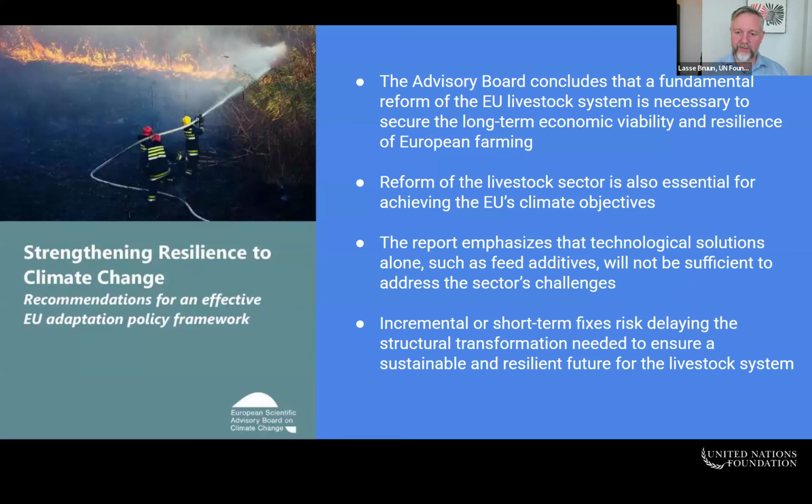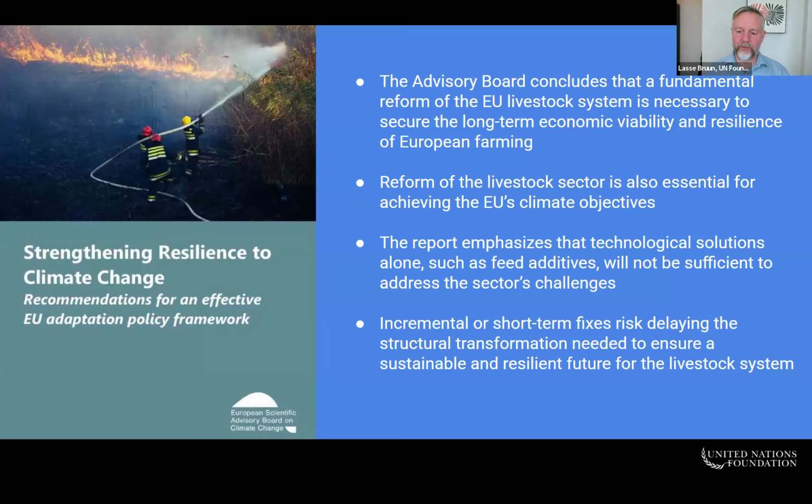And the report also finds that unless the livestock sector is really addressed, they're not going to be able to meet them. It also emphasizes that technological solutions such as feed additives will not be sufficient to address the sector's challenges. So you will see there's been a lot of focus on feeding additives to cows to decrease methane production. You've seen how that's gone horribly wrong from an efficiency perspective, also from an animal welfare perspective. But it also finds that even those little patches, little band-aids, are not going to serve to fix the bigger issues. There has to be a systemic change.